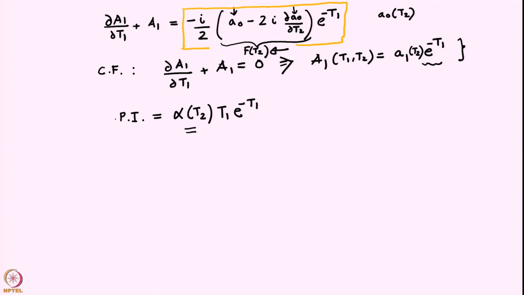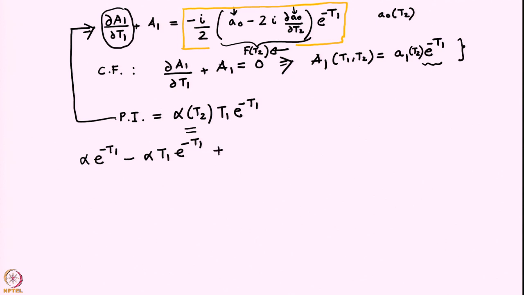So, now in order to determine the PI, we only need to find out what alpha is. So, we have to go back and substitute into this equation. This is the usual way in which we find particular integrals. You will just get alpha into, I take the derivative with respect to T1 first. So, it is just e to the power minus T1 plus alpha, alpha is just a function of T2, so it does not participate in the differentiation, and then this, and there should be a minus sign here, e to the power minus T1. That is the first term, del A1 by del T1 plus A1. A1 we have said is alpha T1 e to the power minus T1. And this is equal to minus i by 2 times A0 minus twice i, I am just writing the right hand side of that equation.